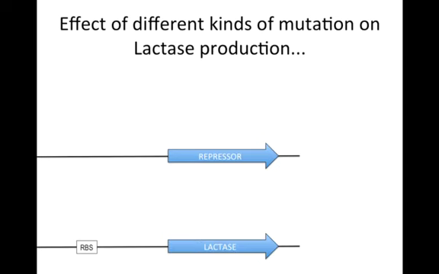Okay, so the next thing we can do with what we've learned is to think about how different kinds of mutations are going to affect lactase production. And so now we have three parts. We have the repressor gene, we have the repressor binding site, and we have the lactase gene. So let's go through it step by step.